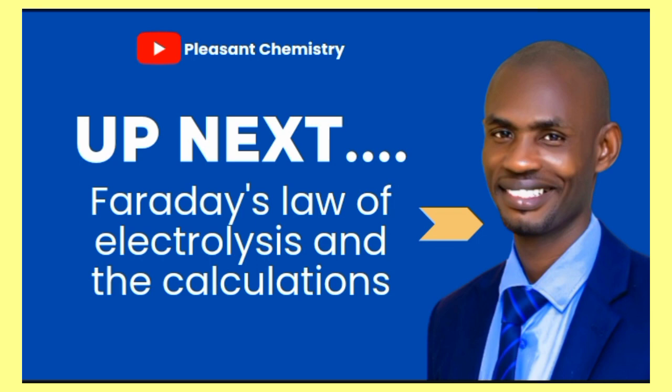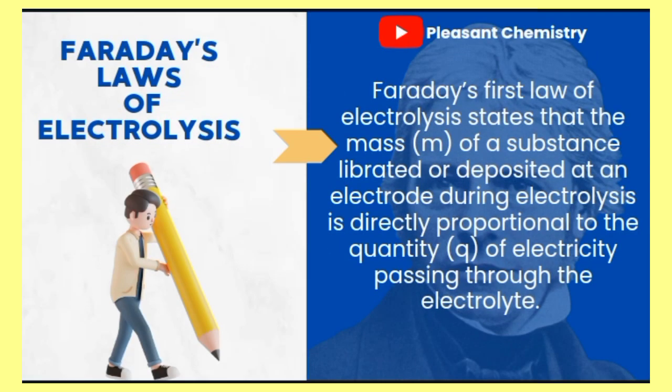Up next is Faraday's laws of electrolysis and the calculations involved. Now, we'll be dealing with Faraday's first law and the calculation involved. Faraday's first law states that the mass M of a substance liberated or deposited at an electrode during electrolysis is directly proportional to the quantity Q of electricity passing through the electrolyte.